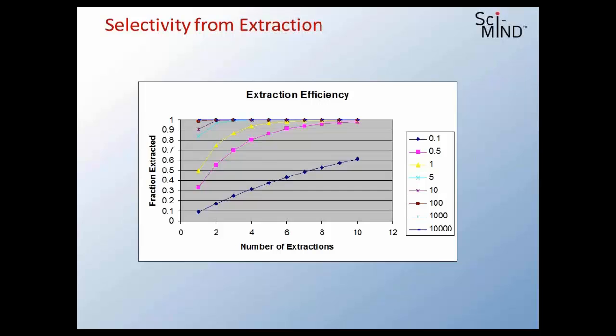What's kind of interesting is we generate selectivity from extraction based on the partition coefficients, and that's really what we're seeing here. On the right side, we have a legend showing different partition coefficients. You can see that if I just do a single extraction, if I have a partition coefficient of 10,000, you pretty much extract everything. But if I have a partition coefficient of 1, we extract about half the material. If I have a partition coefficient of 0.1, we extract about 1/10. So we generate some selectivity, but remember that the selectivity is finite.